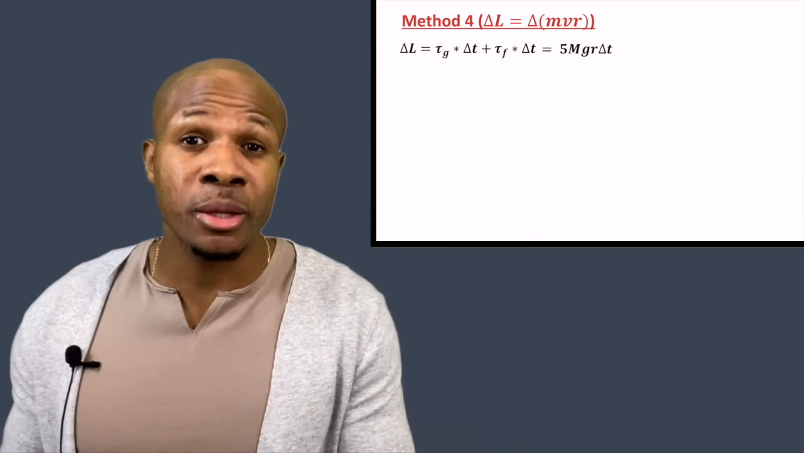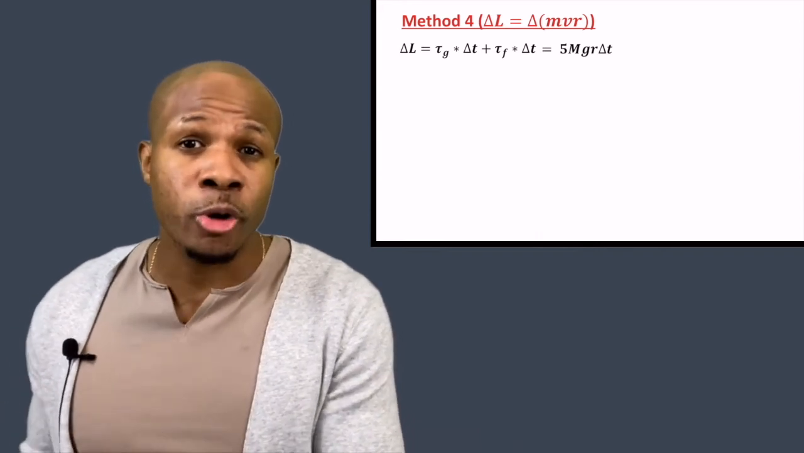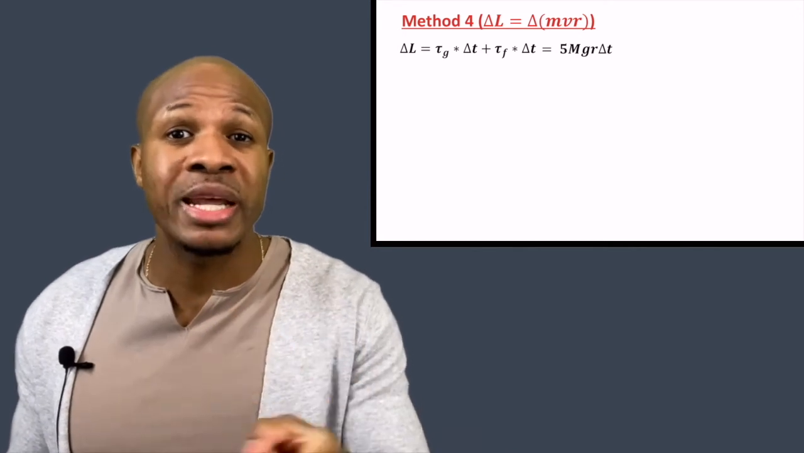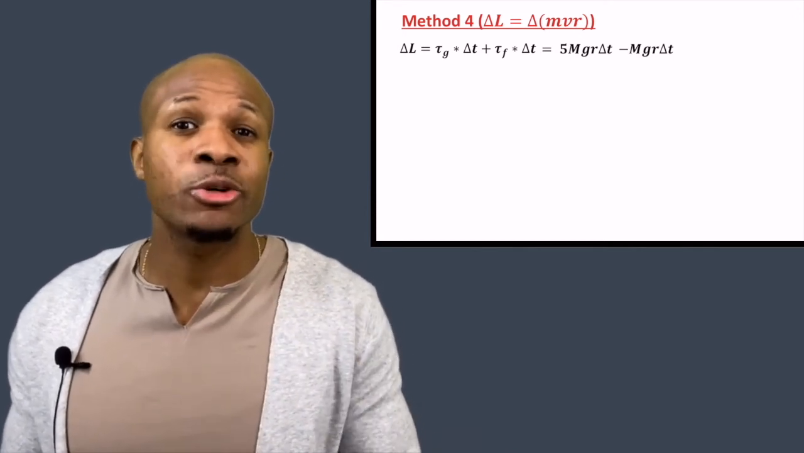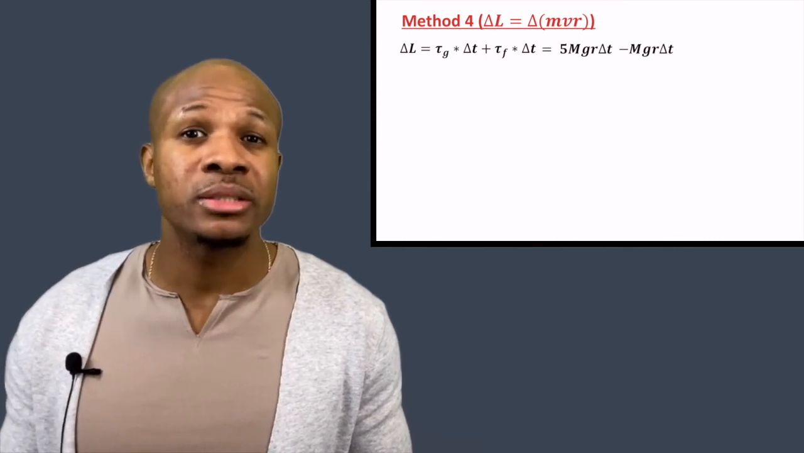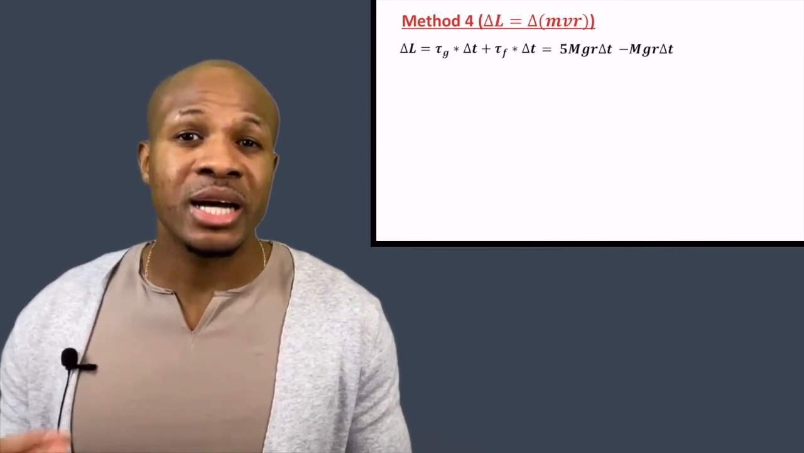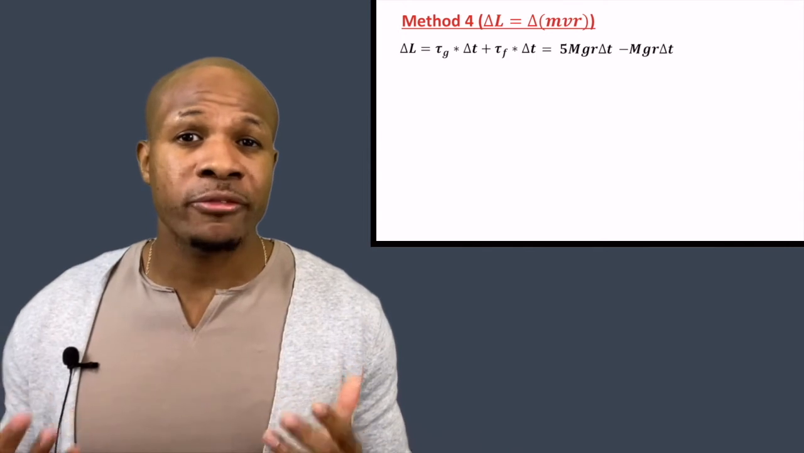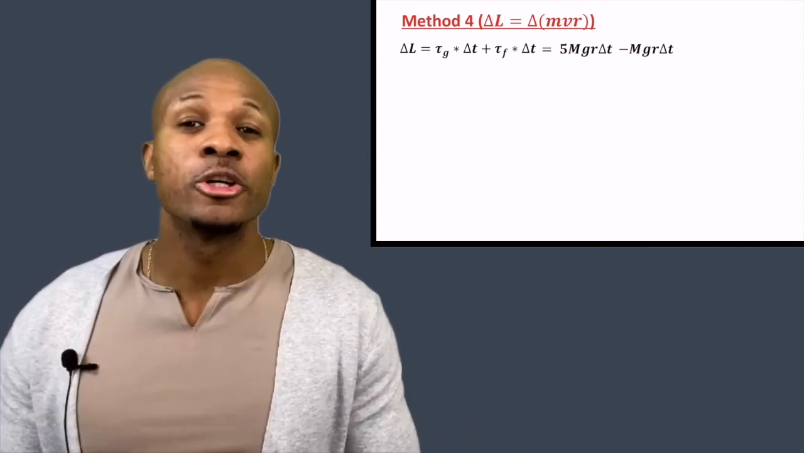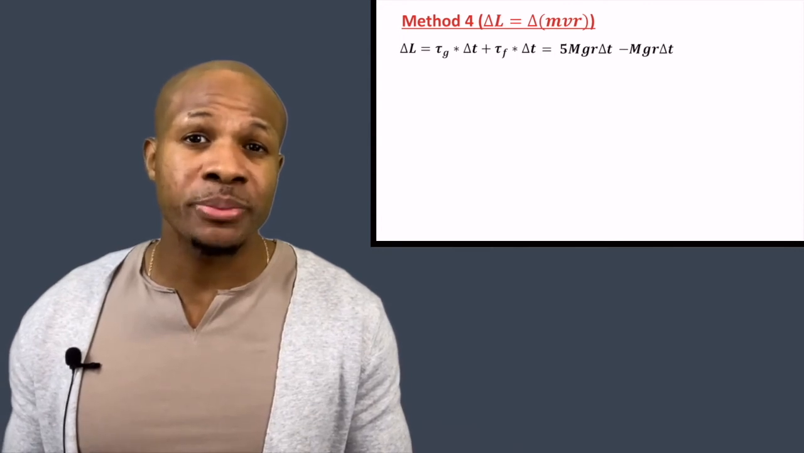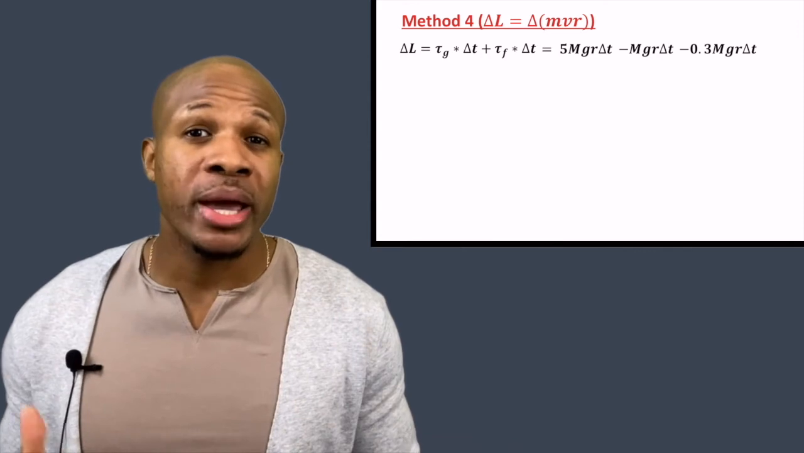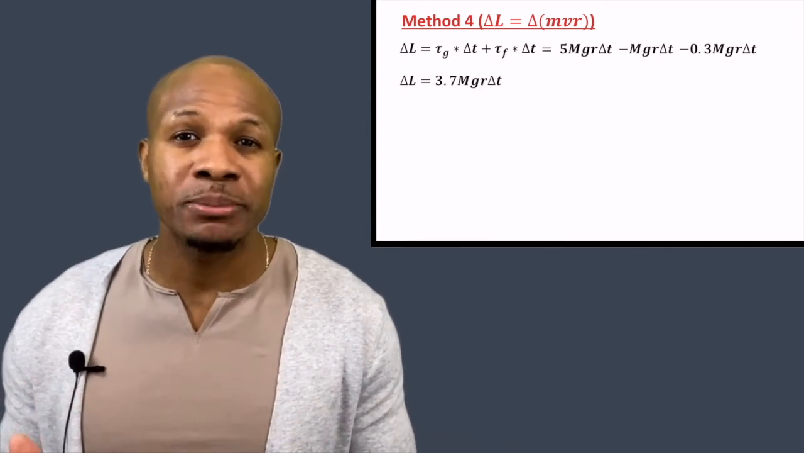And on the other hand, the block on the left side is going to pull the rope to the left. If you pull the rope to the left, it will cause the pulley to rotate in a counterclockwise direction, so that's going to be a negative torque. That torque is equal to negative mg times the radius of the pulley, r, times delta t. And then we also have friction, which is going to translate to pulling the rope to the left side. So the torque generated by friction is equal to negative 0.3 mgr times delta t. And when you add all these up, you get 3.7 mgr delta t.